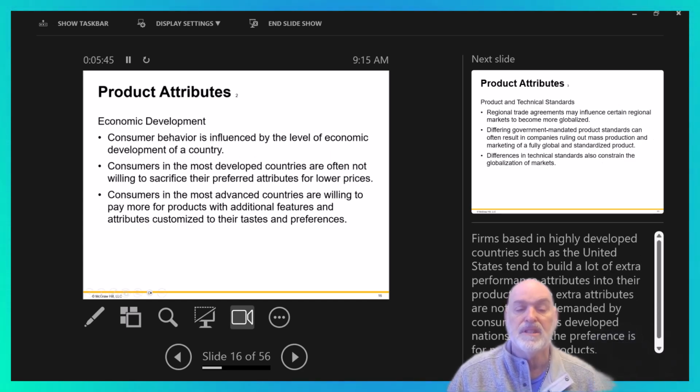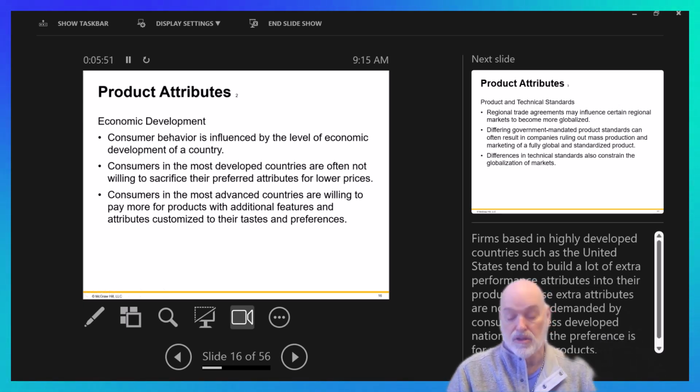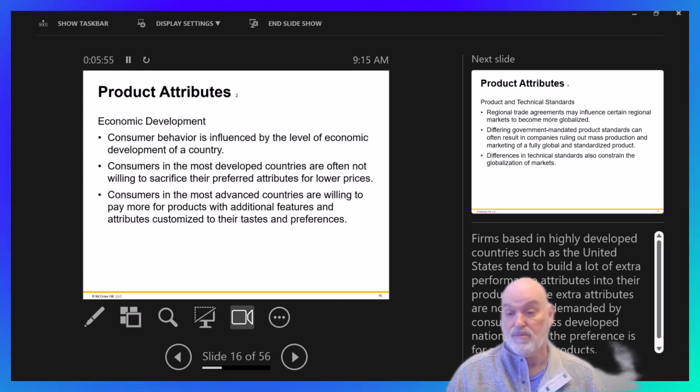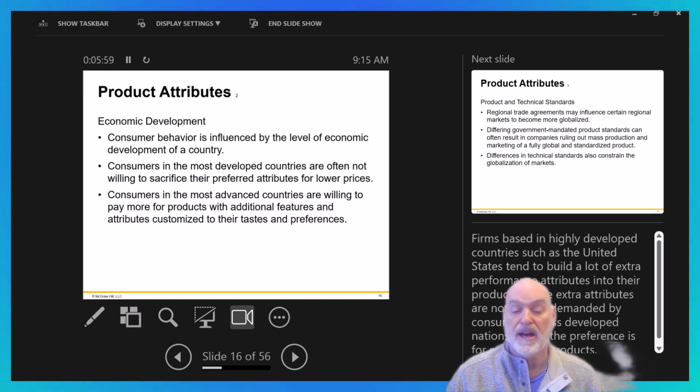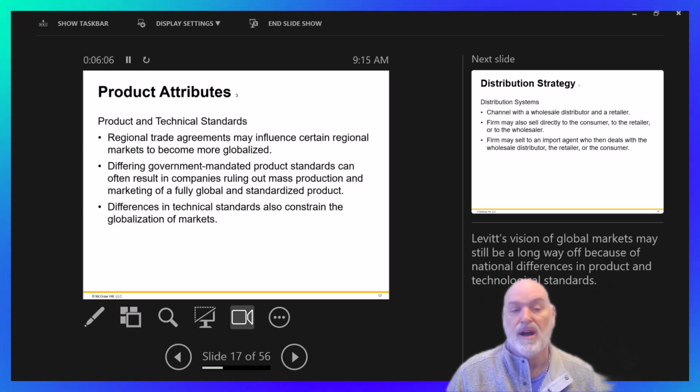Economic development. Consumer behavior is influenced by the level of economic development of a country. Consumers in the most developed countries are often not willing to sacrifice their preferred attributes for lower prices. Consumers in the most advanced countries are willing to pay more for products with additional features and attributes customized to their tastes and preferences. Products and technical standards.